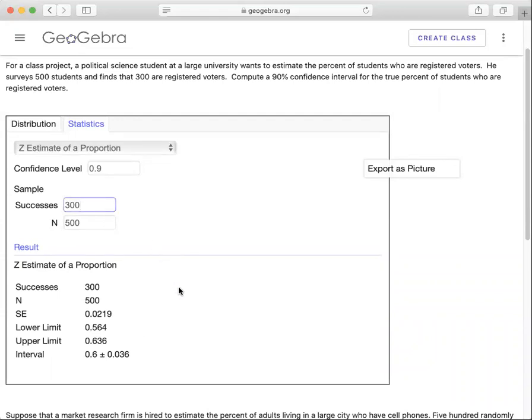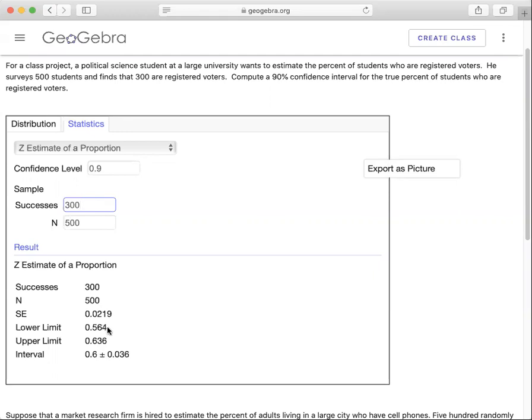So you will see we have everything here. You have the number of successes and here the sample estimate. And this one is the lower limit and this one is the upper limit. The interval is centered on the mean that you find, 300 divided by 500, which gives 0.6. And this part right here is the margin of error. So when you add the margin of error to 0.6, you have the upper limit, and when you subtract it, you have the lower limit.